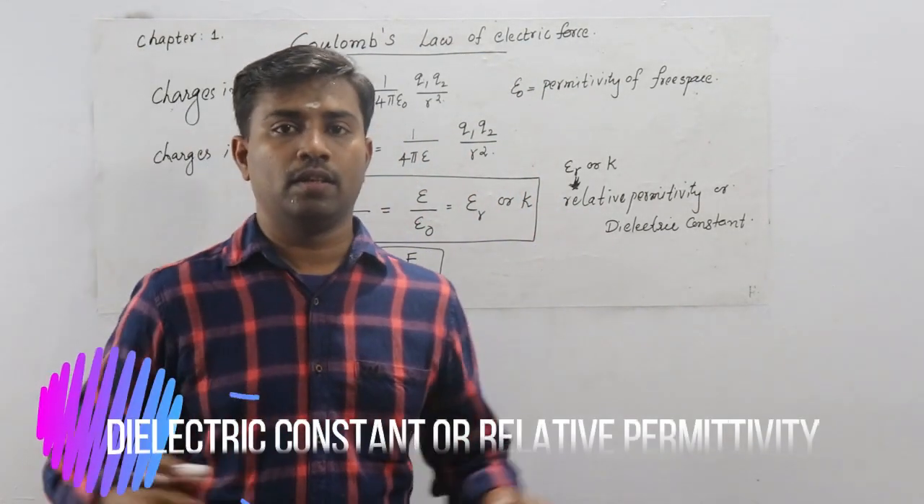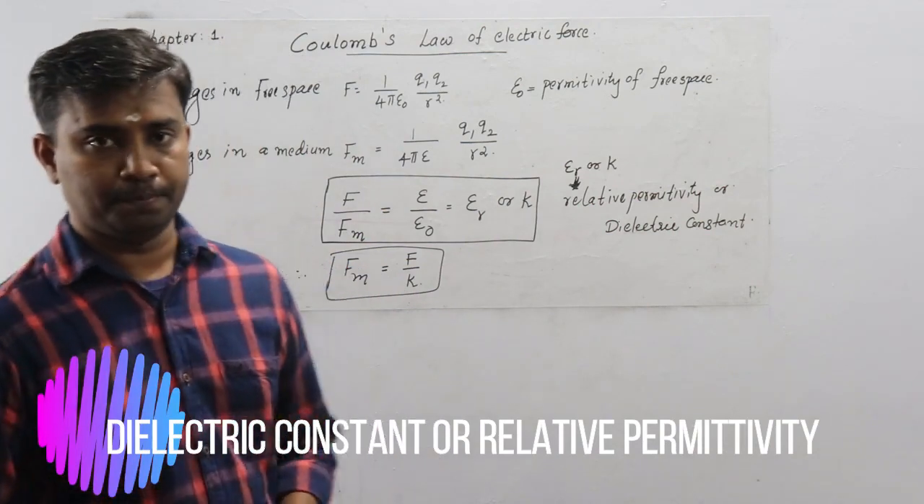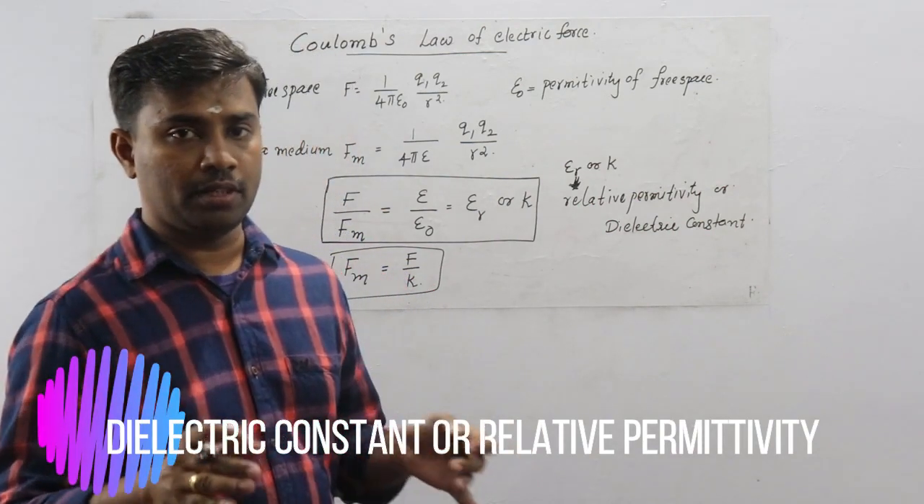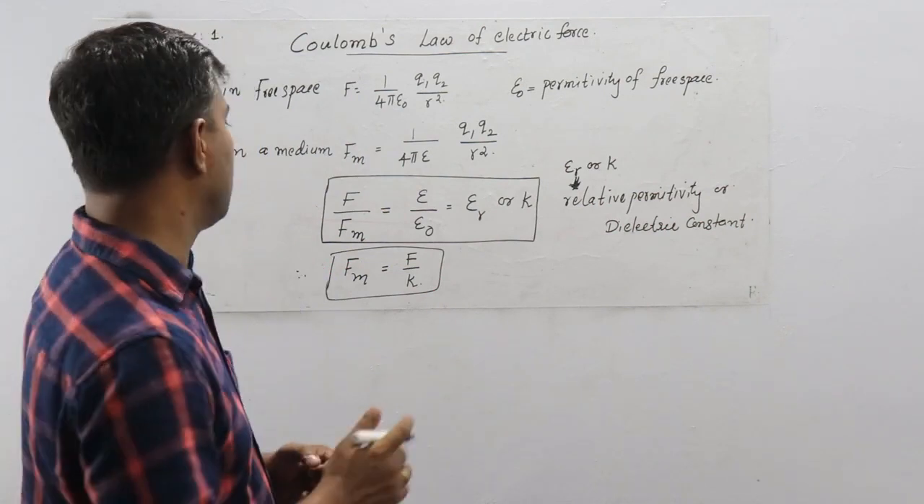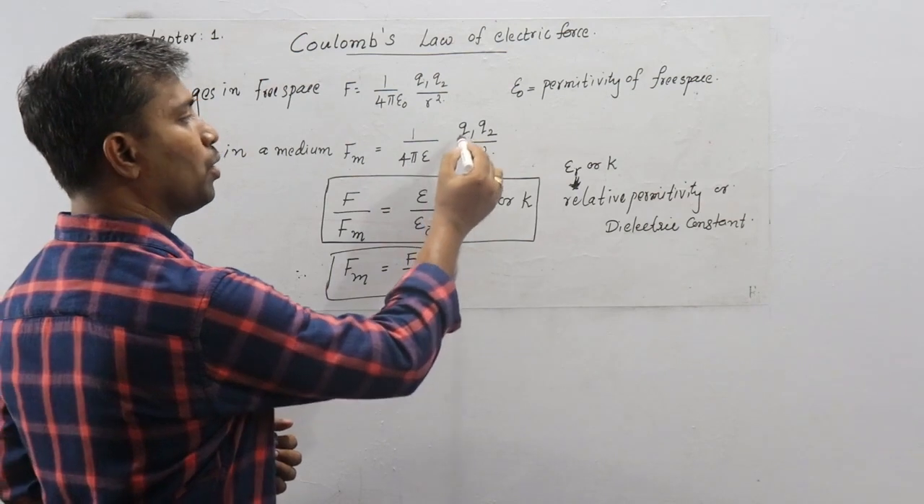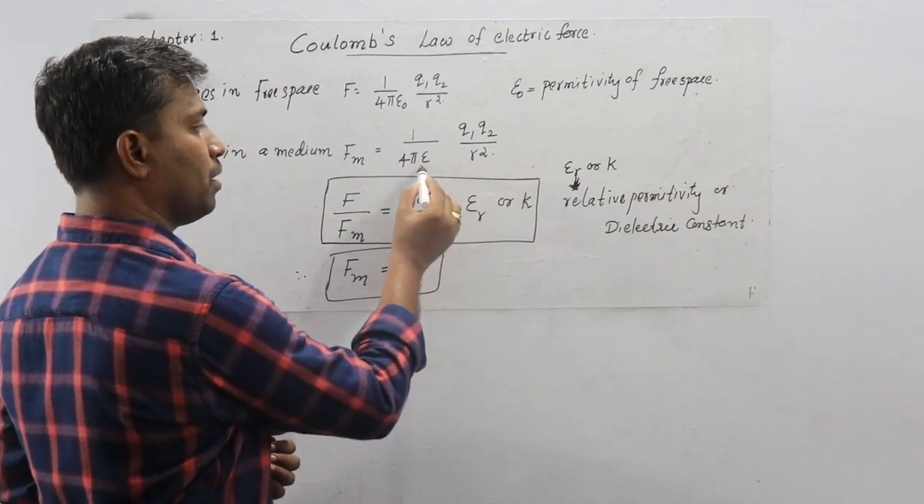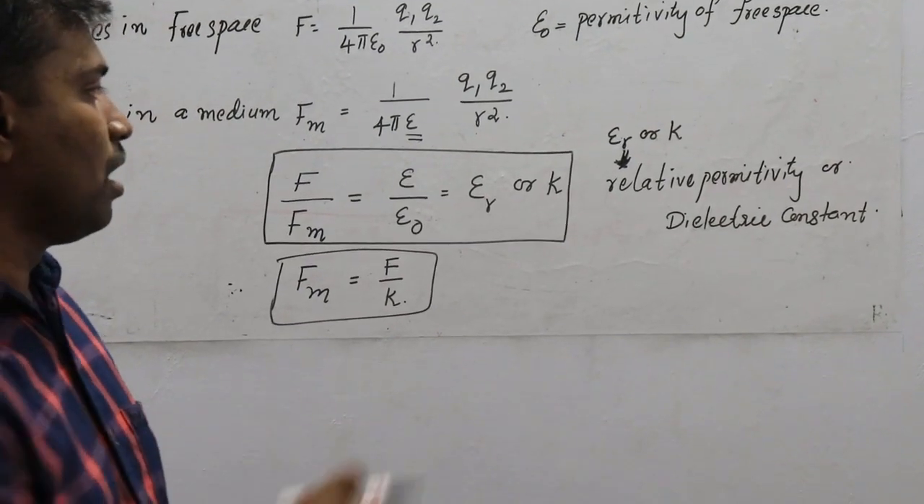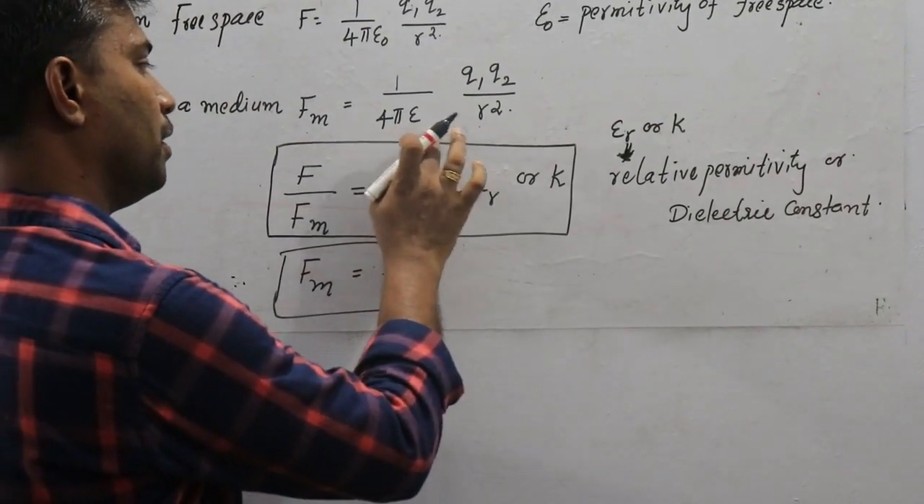Suppose these charges are placed in a medium. The force of interaction between the charges can be represented by Fm equals 1 by 4 pi epsilon Q1 Q2 by r square. Here epsilon is the permittivity of that medium.